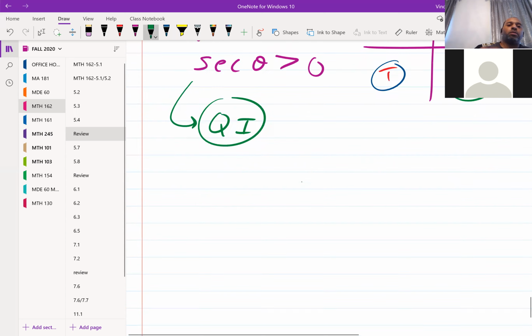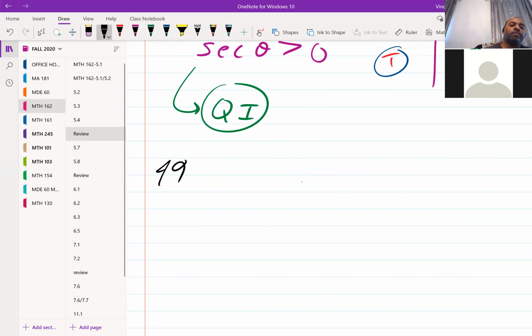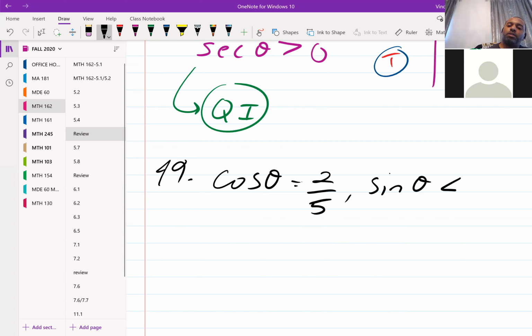All right. So number 49. I'm going to find the exact value of the remaining trig identities. So they give us cosine theta is 2/5. Sine theta is negative.